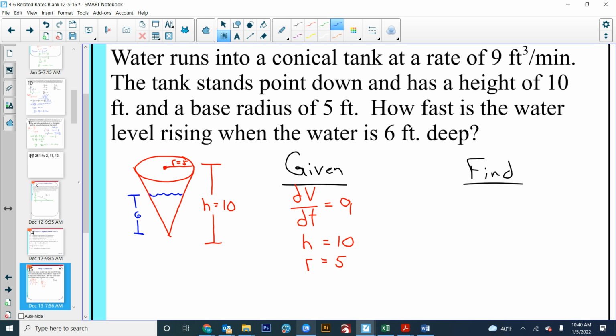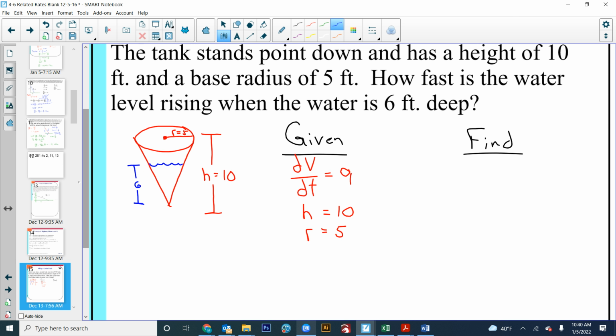If this were a cylindrical tank, not too bad. Conical tank, a little different. Now, we have some different things here. If I call this H, I need to be careful. This is the height of the water, which is 6 feet deep. So I'm going to put height of the water is 6.